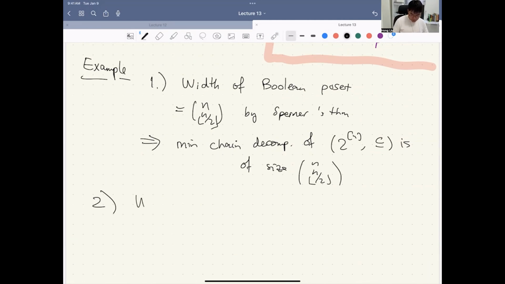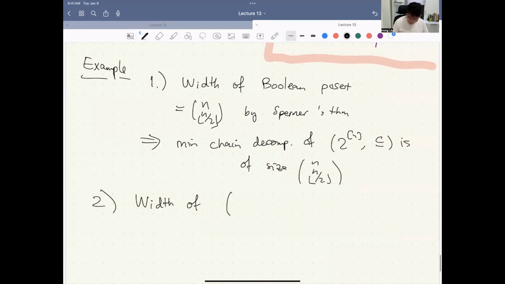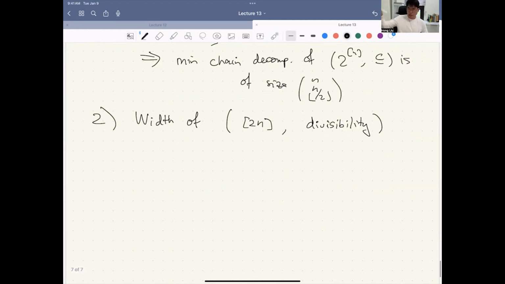What's the width of this poset consisting of the first 2n elements ordered by divisibility? The divisibility poset truncated at the first 2n elements.